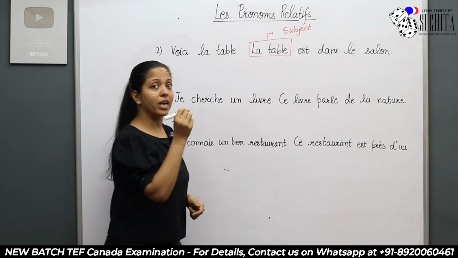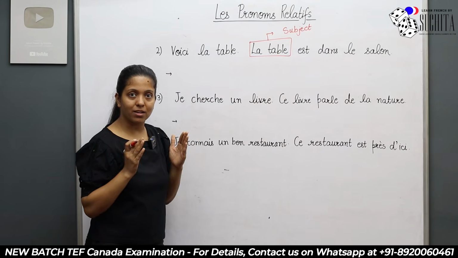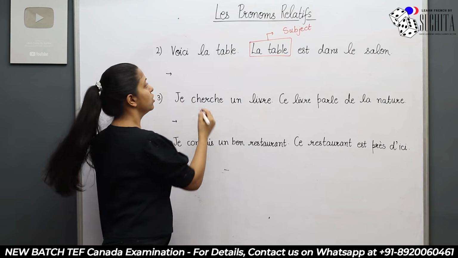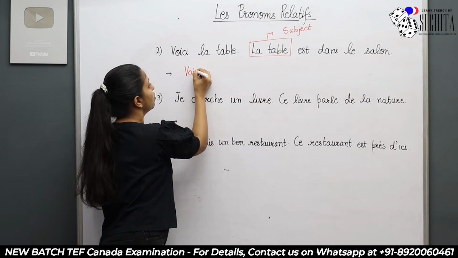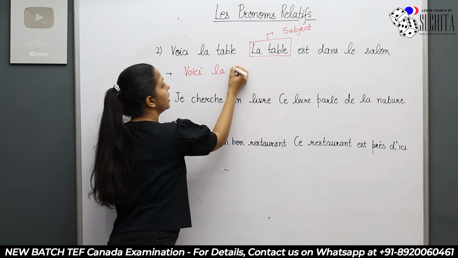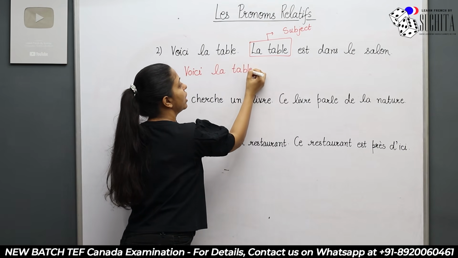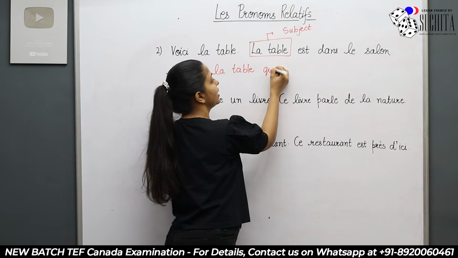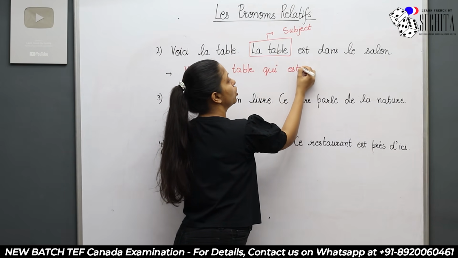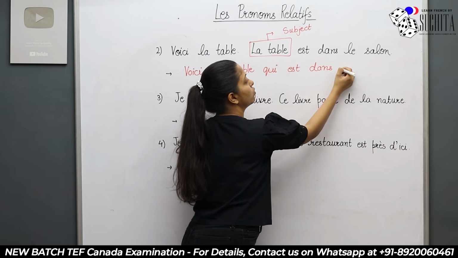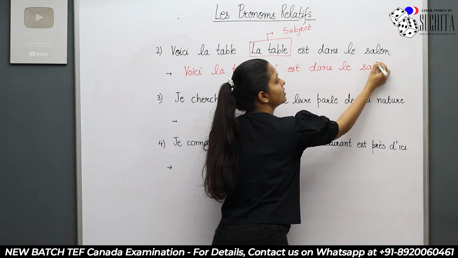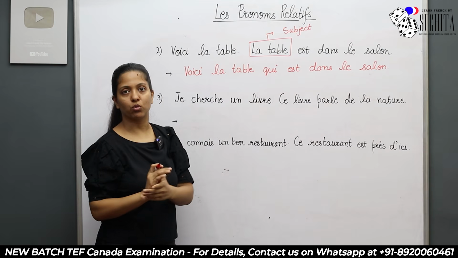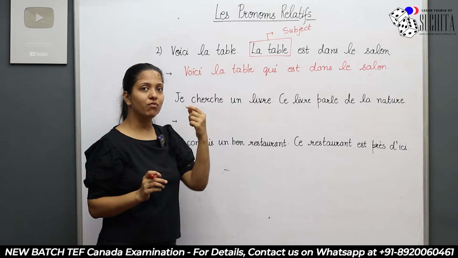Now, since it is the subject, I told you to use the relative pronoun qui if you want to replace the repetition of the subject. So, you will say: Voici la table. The first sentence as it is. Now, you want to avoid la table. Instead of that, you will say qui est dans le salon. If you translate this sentence into English, it becomes: here is the table which is in the living room. Right?